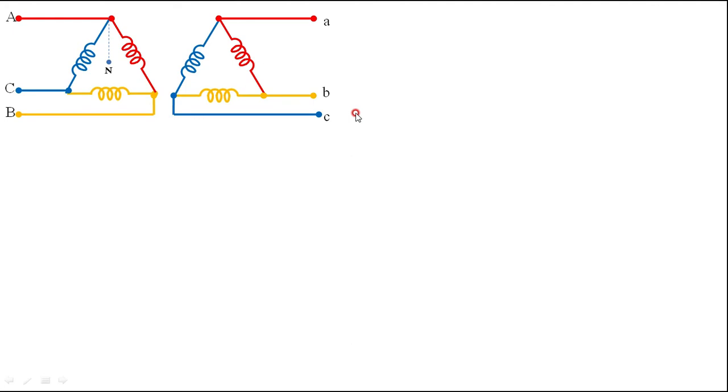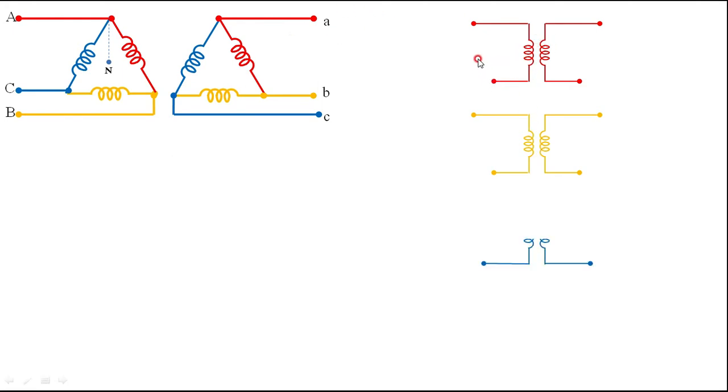This is the delta-delta connection we have out here. Both the primary and the secondary have the delta-delta connection. The connection I am considering here is a zero phase shift connection. I have three single-phase transformers. Both primary and secondary are connected in delta. That is, A1 is connected to B2, B1 is connected to C2, and C1 is connected to A2.